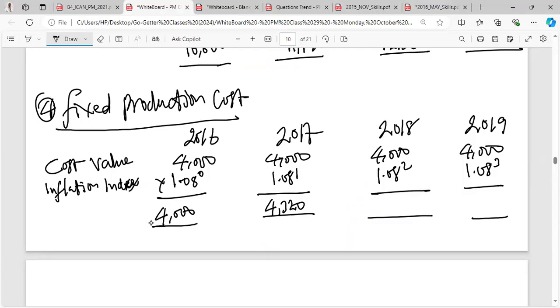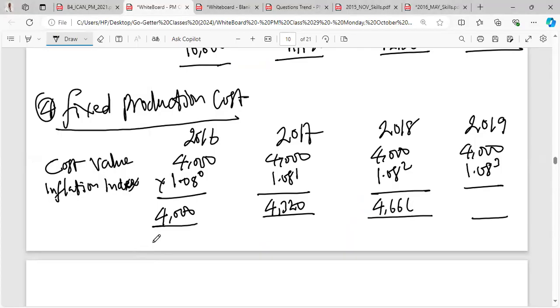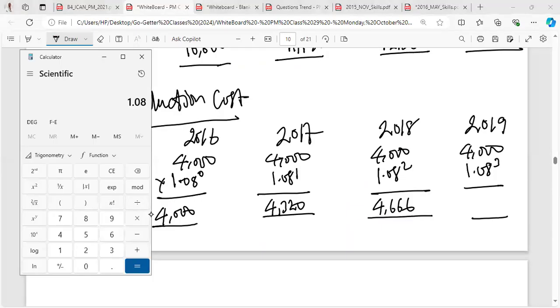Okay, so the next one will be 1.08 raised to power 2 multiplied by 4,000. That will give me 4,666. And the next one will be 1.08 raised to power 3 times 4,000. That is 5,039.